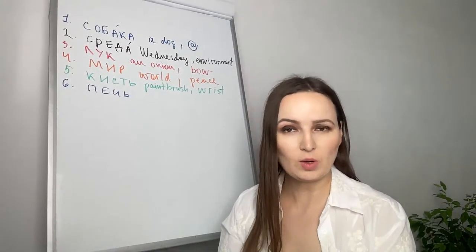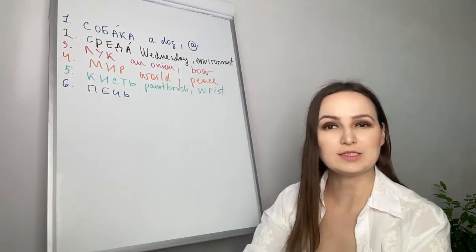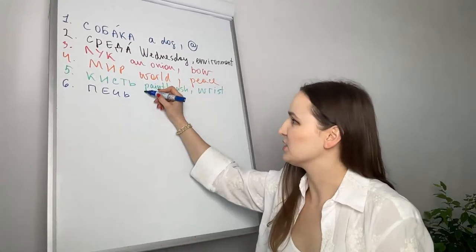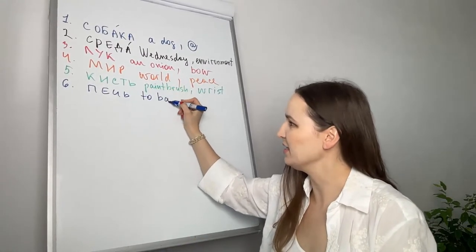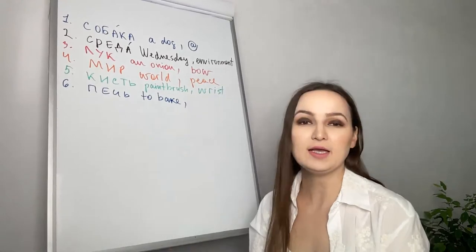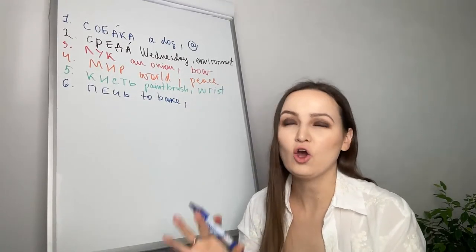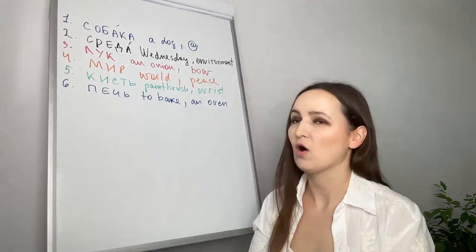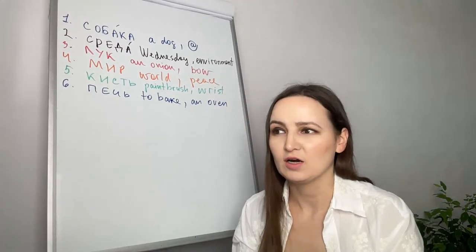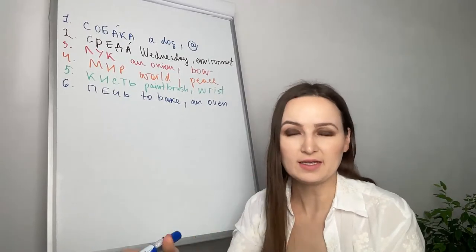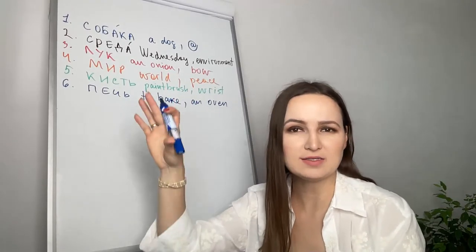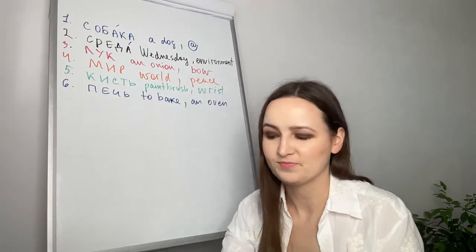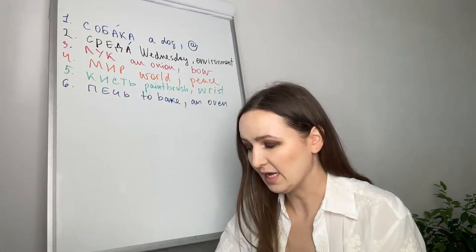Печь. Has two meanings. One is a verb and another one is a noun. Печь means to bake, and an oven. For example, я пеку пироги в печи. I bake pies in the oven. Печь, to bake, or an oven. Да, правильно. Дальше.